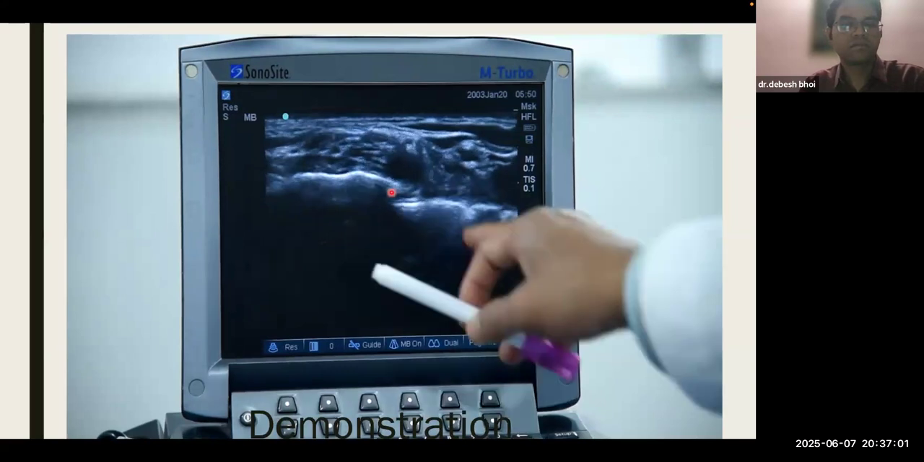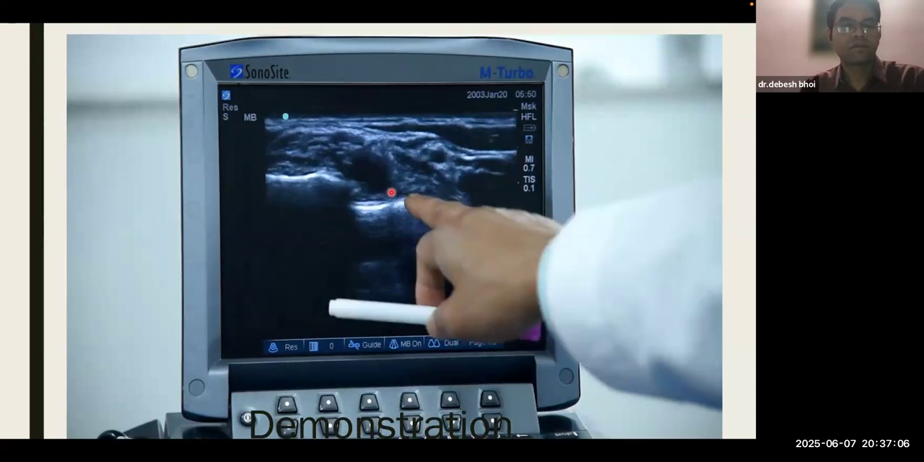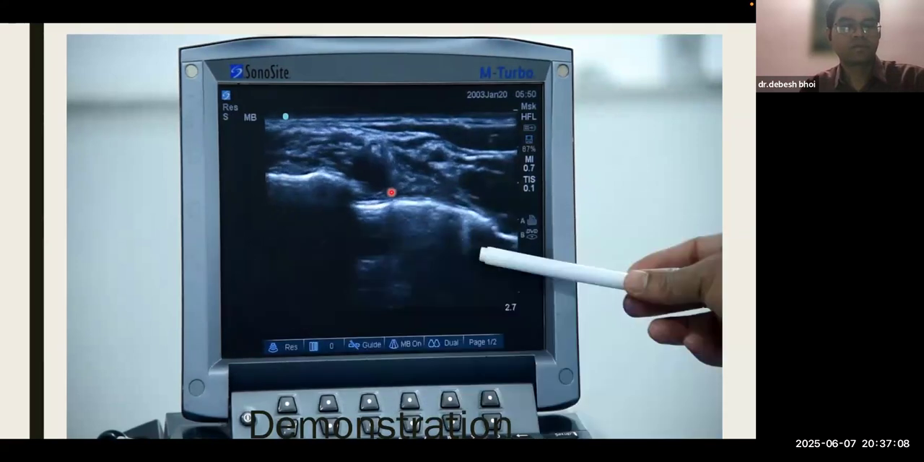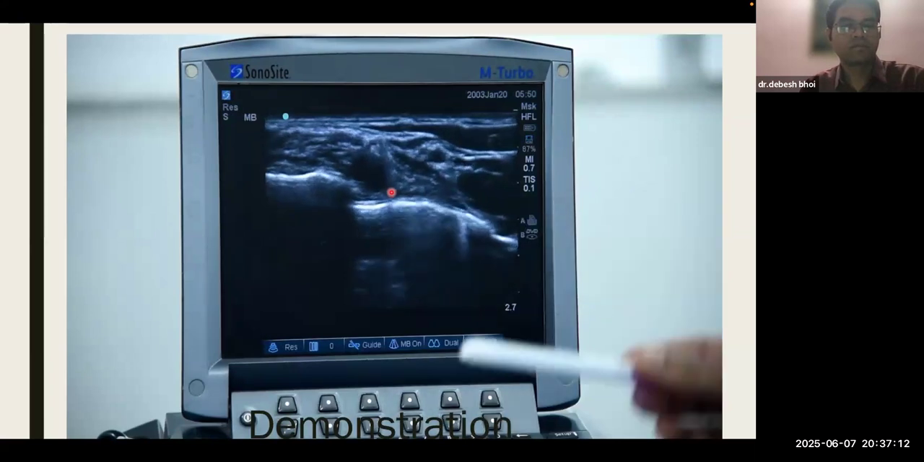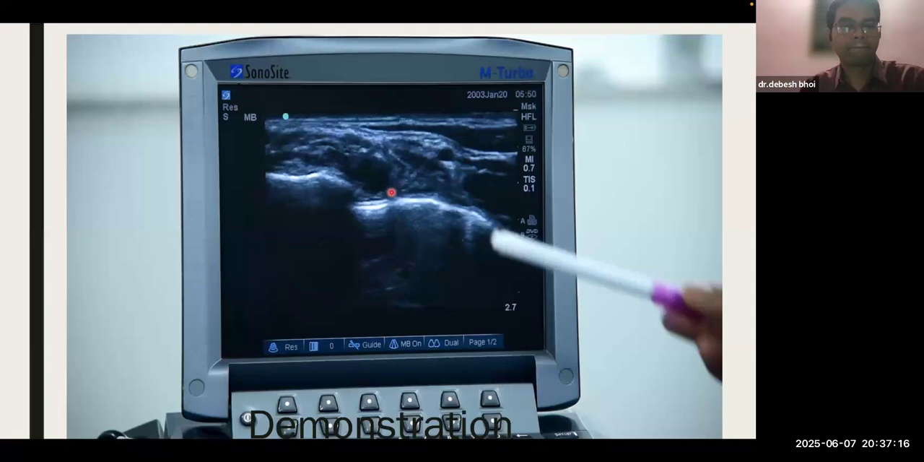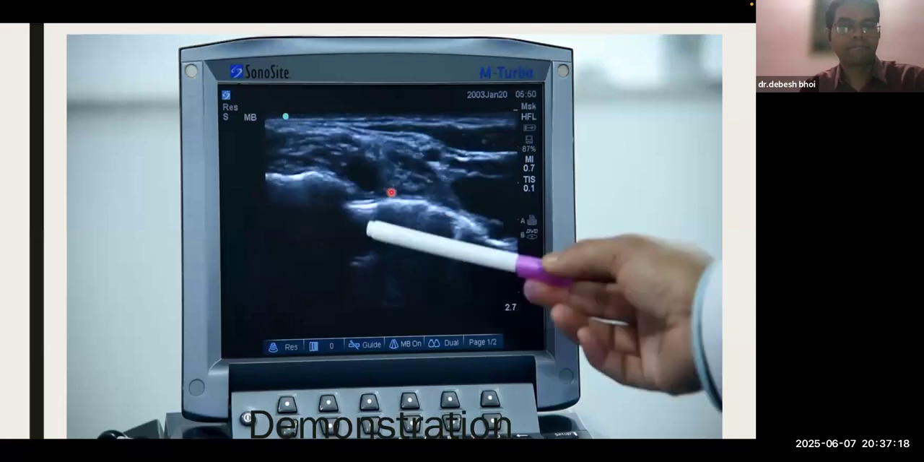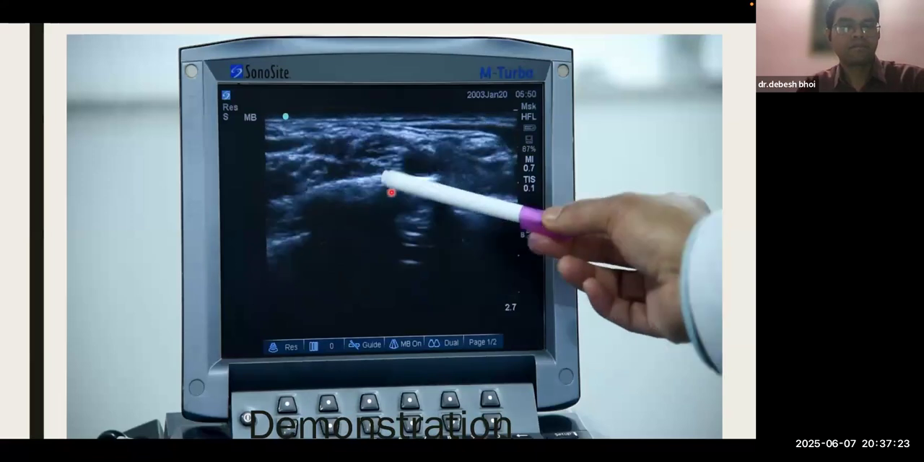If you go more medial side, you can see another hyperechoic line, but it is not a line black like this. So this is the pleura. Okay, breathe in deeply. With that you can see the lung sliding sign also. Okay, so in this area, we are seeing an artery. This is the bone, and this is the pleura.